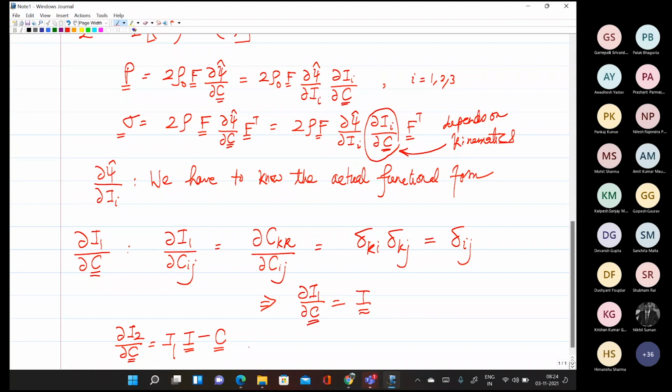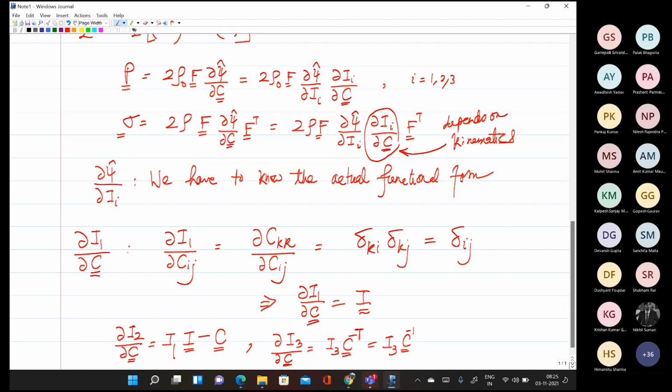Okay. And finally, for the third one, for the determinant, del I3 by del C. So this turns out to be I3 times C inverse. If C were not symmetric, it would have been C inverse transpose. So I should write here it is C inverse transpose, but because C is symmetric, it is same as I3 times C inverse. Okay, so that comes from the formula for the derivative of determinant with respect to component of the matrix.